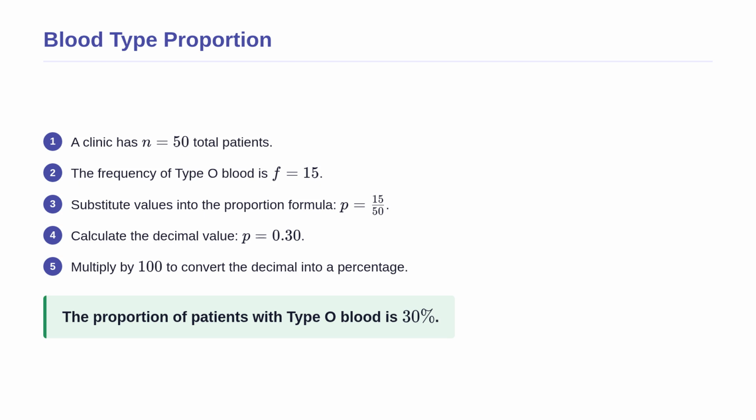Because blood type is qualitative, we use our proportion formula. We plug in our frequency of 15 and divide by our total sample size of 50. This gives a decimal of 0.30. Multiplying by 100 gives us 30%. Physically, this means there is a 30% chance a randomly selected patient has type O blood.